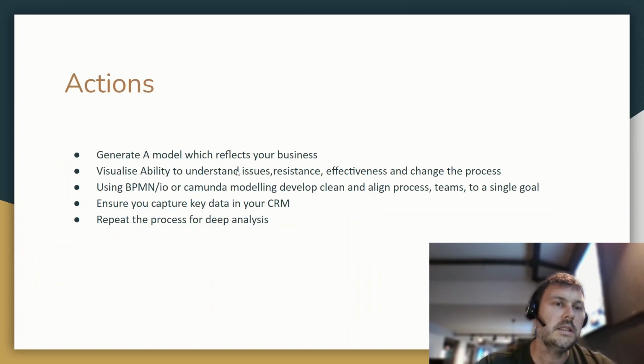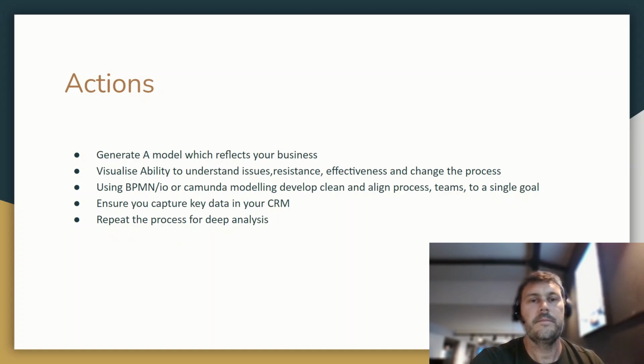So at this point, the actions which you can take would be to set up this information, extract your information, and push it through to generate a model which reflects your business. So that is a research process, working out what's an event, what's not an event, and how that information occurs. Visualizing and understanding what your issues, resistance, what's working within the event model that you've created.